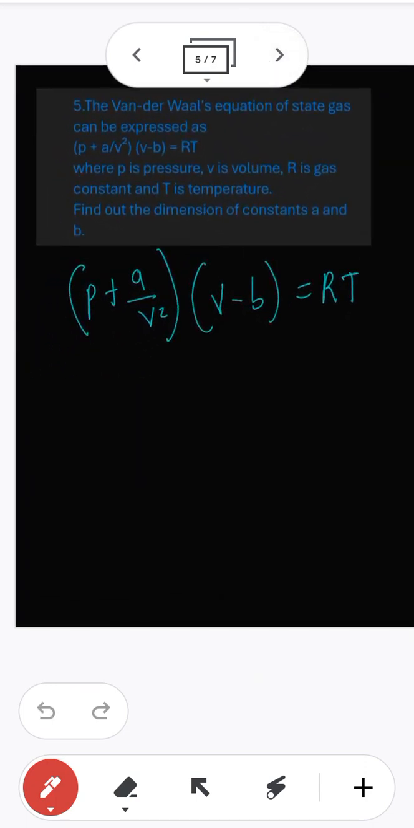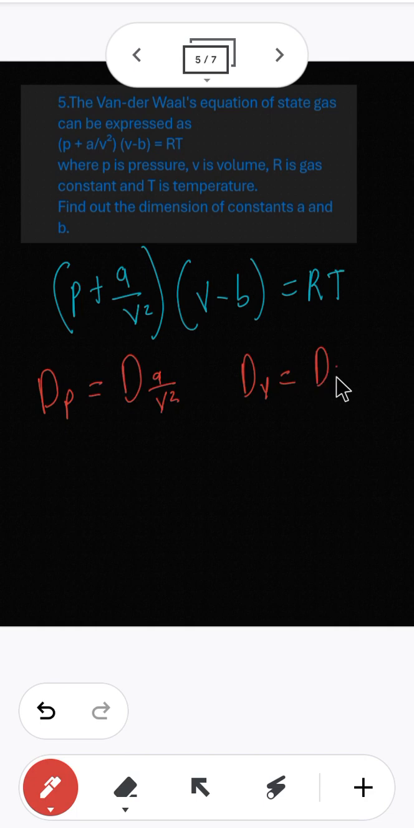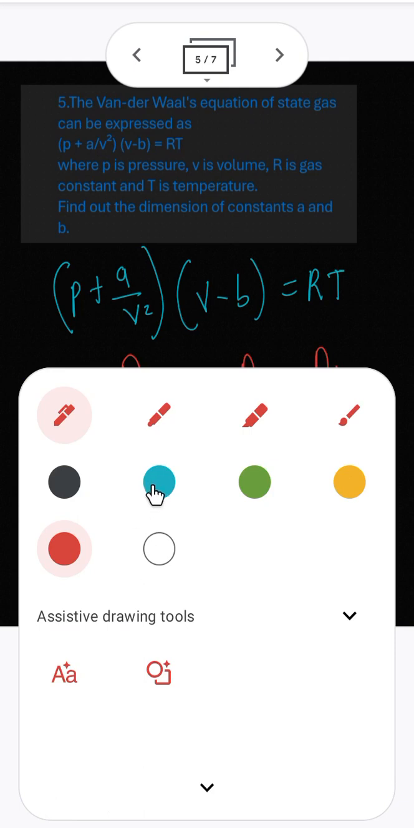So now they say A and B are constants, and we're meant to find the dimension. So obviously these constants have a dimension. To apply one of the rules, remember the first rule, we said that only physical quantities with the same dimensions can be added or subtracted. Meaning that the dimension of P must be equal to the dimension of A over V squared, for you to add it, you understand? Now the dimension of V must be equal to the dimension of B. So we're going to try this out to see what we're going to get.